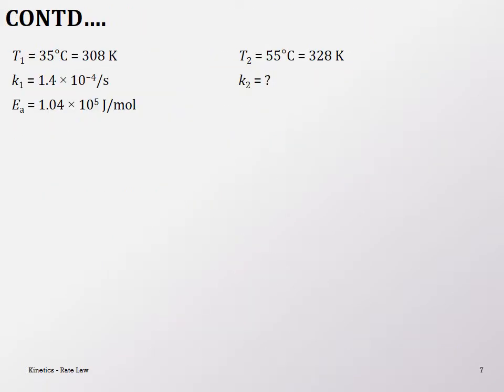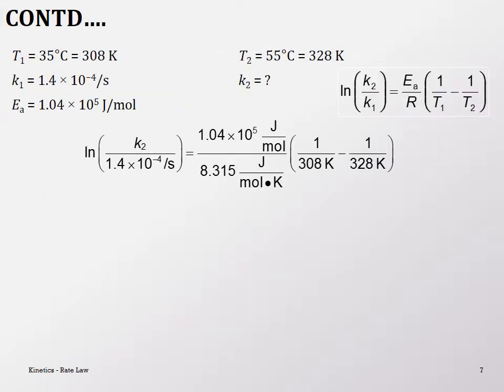So here is the data given to us, and here is our equation that we're going to use. Now we can use the activation energy that we calculated from the previous part. K2 is what we are calculating for, don't forget, because K1 is given to us and K1 is 1.4, and this is at 35, so we're trying to figure out how much at 55, for K2.